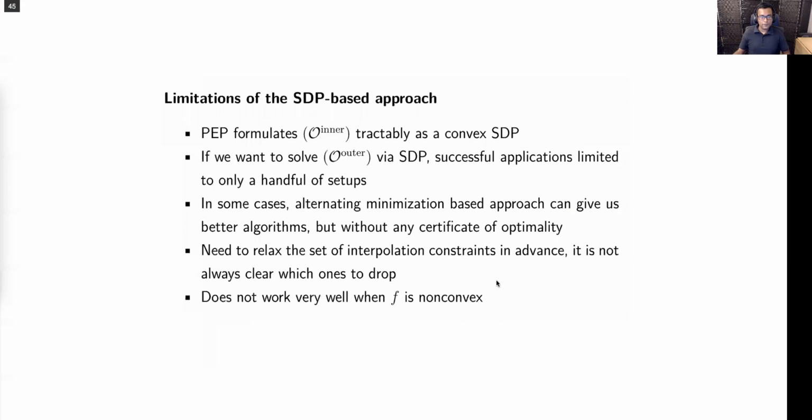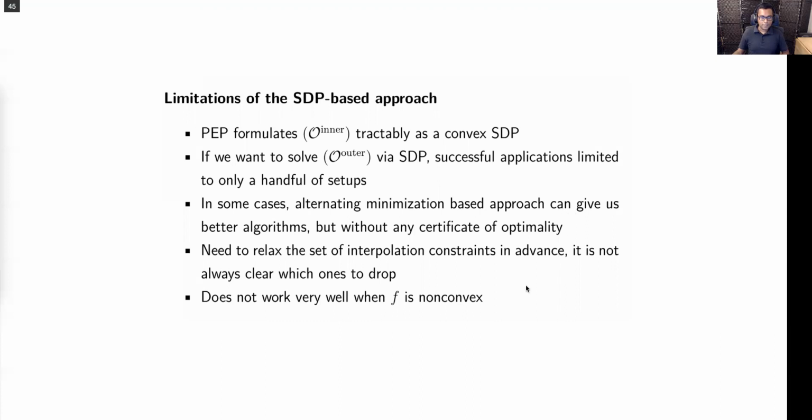Now, even though those papers led to faster algorithms, there are some limitations when you are only relying on a semi-definite programming-based approach. If you know the algorithm, then the classic performance estimation problem will formulate the inner problem tractably as a convex SDP. However, if we want to solve the outer problem as an SDP, then it's often not possible, and successful applications are limited to only a handful of setups. In some cases, an alternating minimization-based approach can give us better algorithms, but without any certificate of optimality.